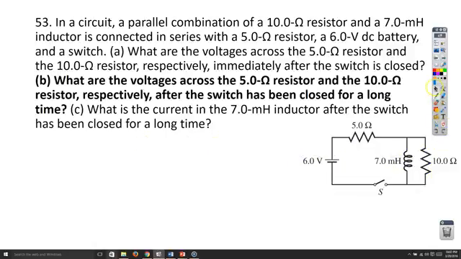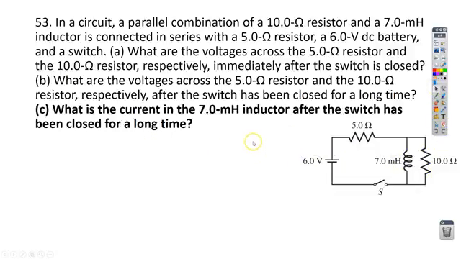For the last part of this one, it says what is the current in the 7 millihenry inductor after the switch has been closed for a long time. Since the inductor acts like a short and the 10 ohm resistor is bypassed, the current through the inductor is the current that would flow through the circuit if it only had the battery and the 5 ohm resistor.